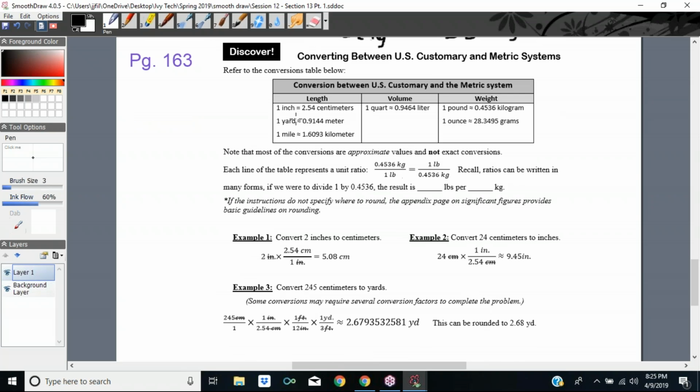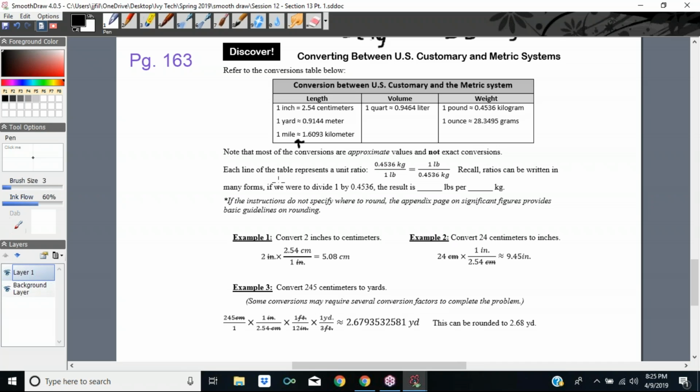So here we have an inch is 2.54 centimeters. That also means that 2.54 centimeters is 1 inch. 1 yard is 0.9144 meters. That means that 0.9144 meters is a yard, and so on. And the little squiggly line like that one means that it's approximately that value, not exactly that value.